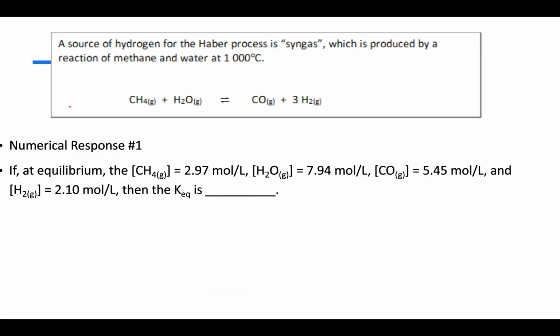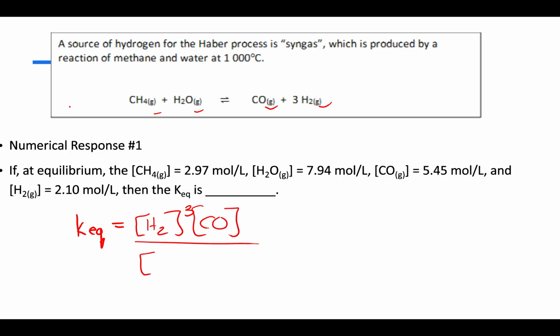And now this last question, which again was a quiz question that I gave, it's a nice easy question. You just want to know the Kc expression, or the Keq. Again, we can keep all our states because they're all gases. And set up the expression. So H2 to the power 3 times CO divided by water times methane. And there's no exponents because those all have the coefficient of 1 in front.